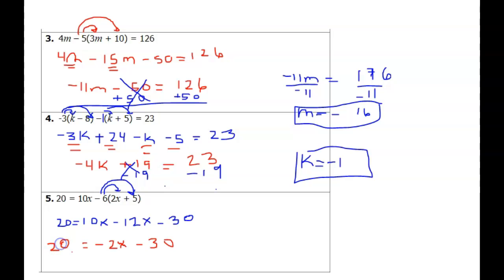Now we're good to solve. We're going to get rid of that 30, so I'm going to add 30 to both sides of the equation. I end up with 50 equals negative 2x. Now I've got negative 2x, and I want to get it by itself. So I'm going to divide each side by negative 2.